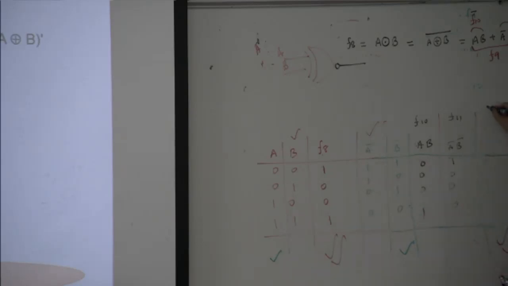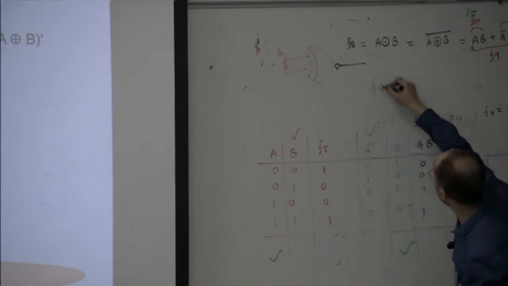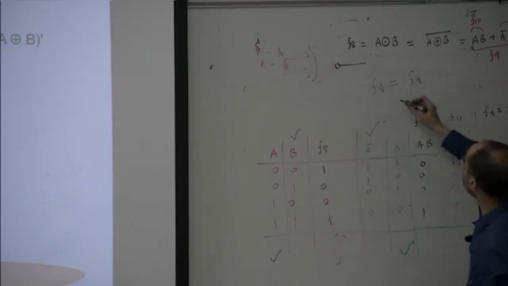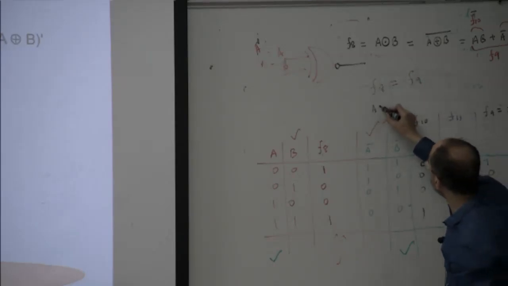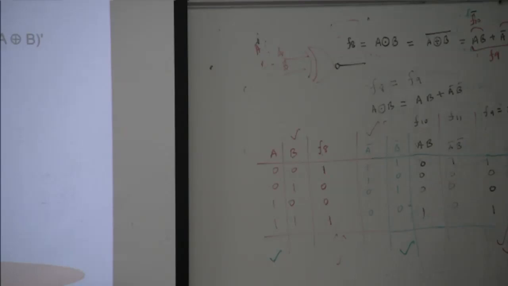Now we need to compute F9. What is F9? F10 plus F11, so this is an OR gate: 1, 0, 0, 1. Same or different? Same. So F8 is equal to F9, and F8 is equal to A exclusive NOR B, which is equal to AB plus A bar B bar. Got it? Any question? Should we proceed?